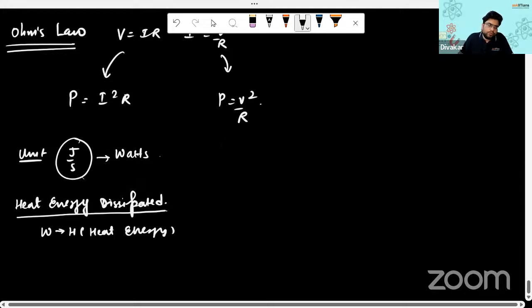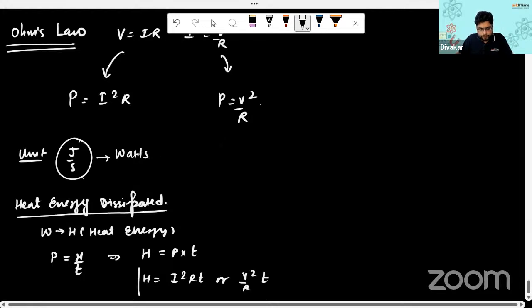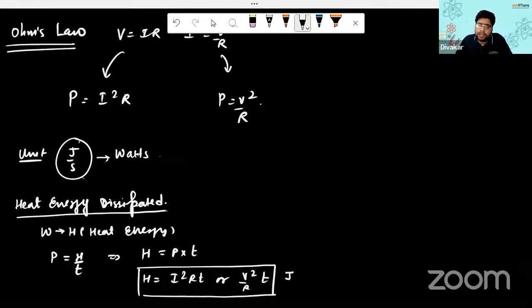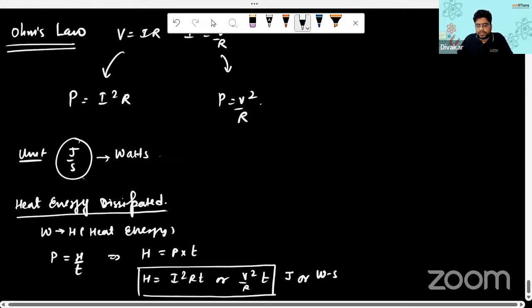And we know that power is W by T, so that can be written as H by T. So that makes H equal to P into T. Or it can also be written as I square R into T or V square by R into T. The unit of energy, you know, is joules. But from here, you'll get another unit. Power's unit is watt, and you're multiplying with time, so this can also be written as watt seconds.